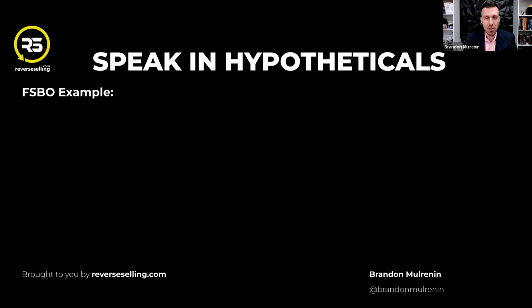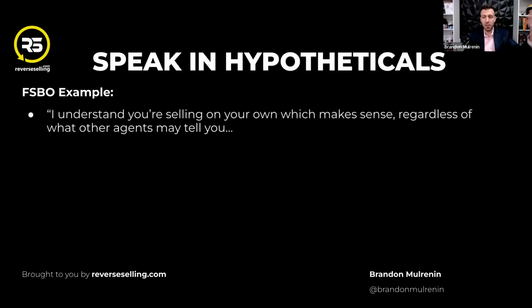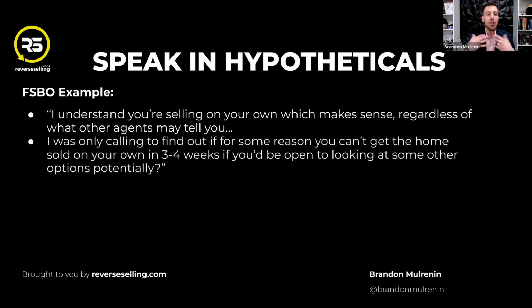So here's what you need to do instead using this skill. Here's what you want to do. You call the for sale by owner and you say, "Mr. For Sale By Owner, listen, I understand that you're selling on your own," which makes sense regardless of what other agents are telling you. "I was only calling to find out if for some reason you can't get the home sold on your own within the next 3 to 4 weeks, if you'd be open to looking at some other options down the road potentially."